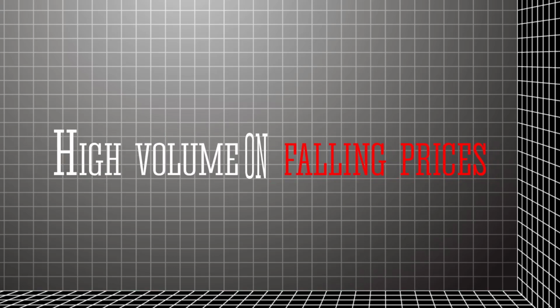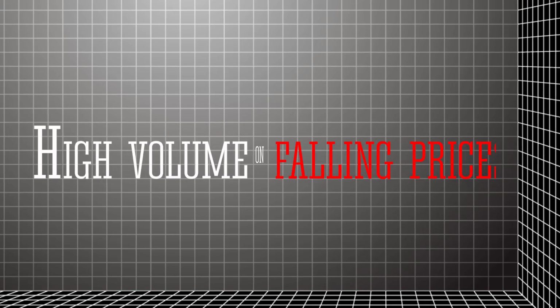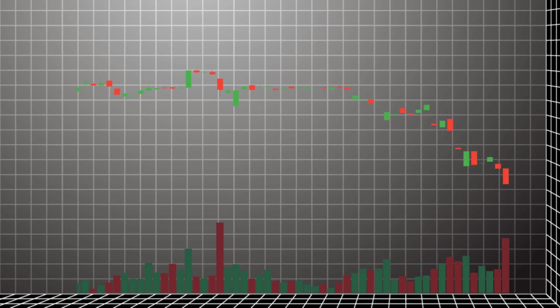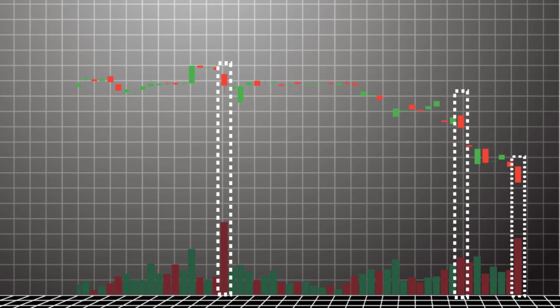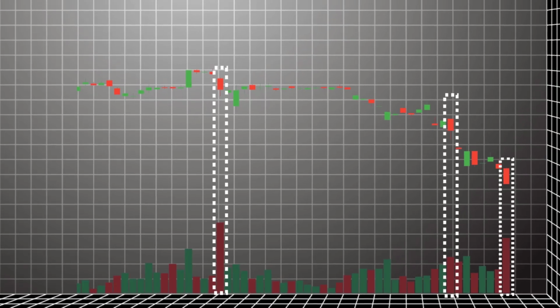Number 2. High volume on falling prices. High volume combined with a drop in price means sellers are in control, with trades mostly executed at the bid price. This can point to a continuing downtrend or the beginning of a correction.